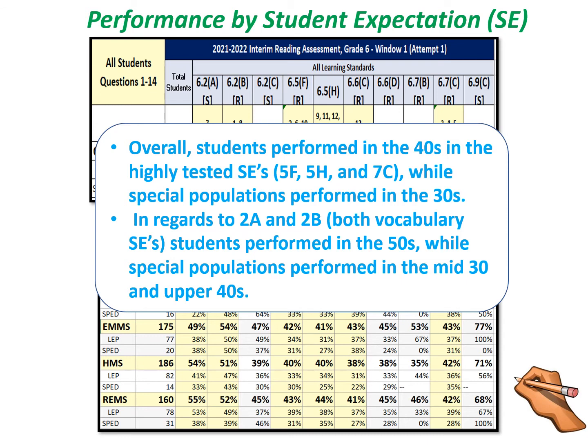Students performed in the 50s, while our special populations performed in the mid-30s and upper 40s. So notice those gaps, ladies and gentlemen, whether it was in those highly tested or in those vocabulary. At this time, you may choose to rewind if I went a little bit too fast for you, and replay so you can write down those facts.